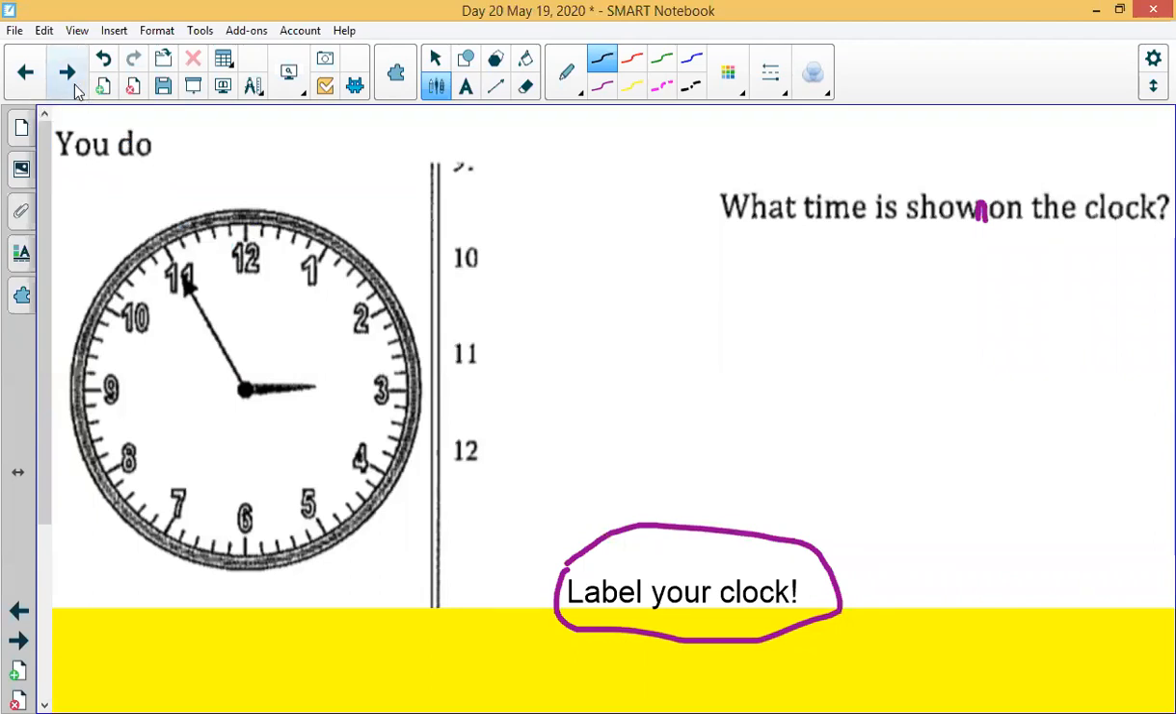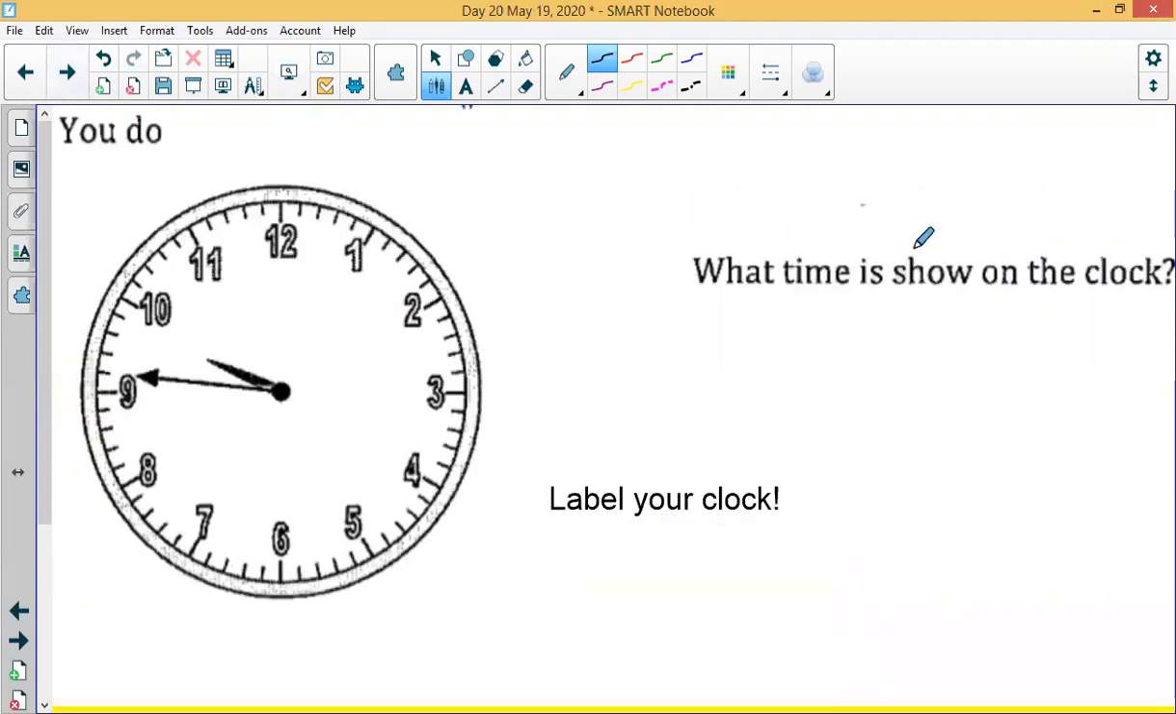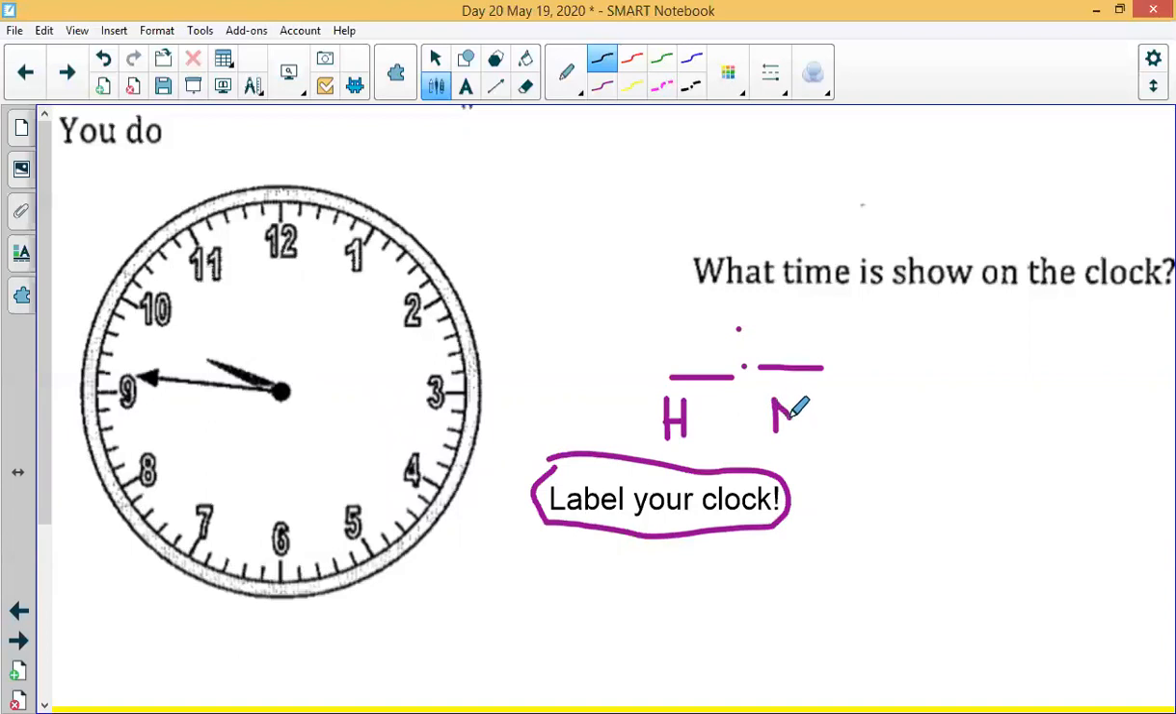So when you do your next U-Do, same thing. What time should be shown on the clock? And again, I'm asking you to label your clock. Make sure you label your hand, hour hand, and your minute hand. And each time you write your time like it should be written. So this should be hour, and this should be minutes. And remember, minutes needs to have 2 digits. So if it's less than 10, you got to put 0, whatever it is, 01, 02, 03, 04, whatever it is, you're going to put it right here. So make sure you keep those things in mind.